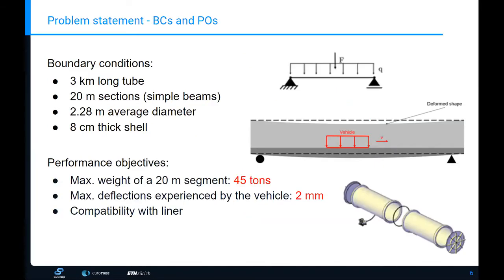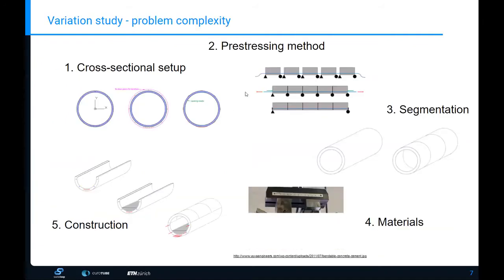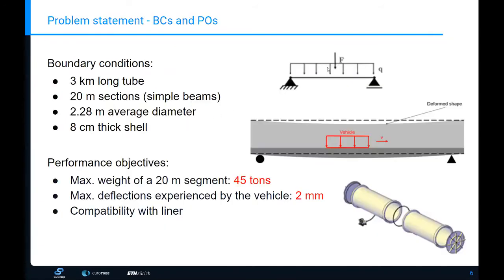When I started this master thesis, I first had to identify the boundary conditions and the performance objectives of this task. I started with collecting the boundary conditions, and the most decisive ones are listed here on the left side. First, the tube is about 3 kilometers long. It's almost straight, so there are no curves. The tube is not monolithically 3 kilometers long, but it's divided into 20-meter long so-called sections. So every time it's a simple beam. You can see this here on the right side.